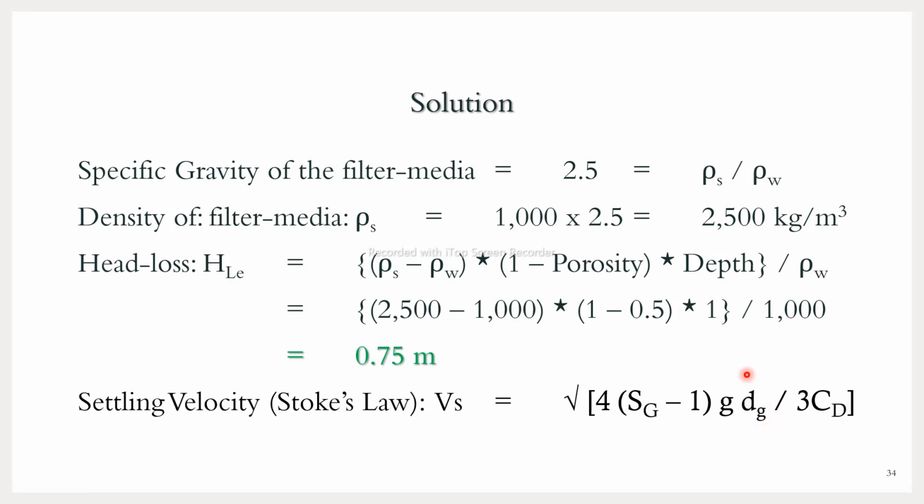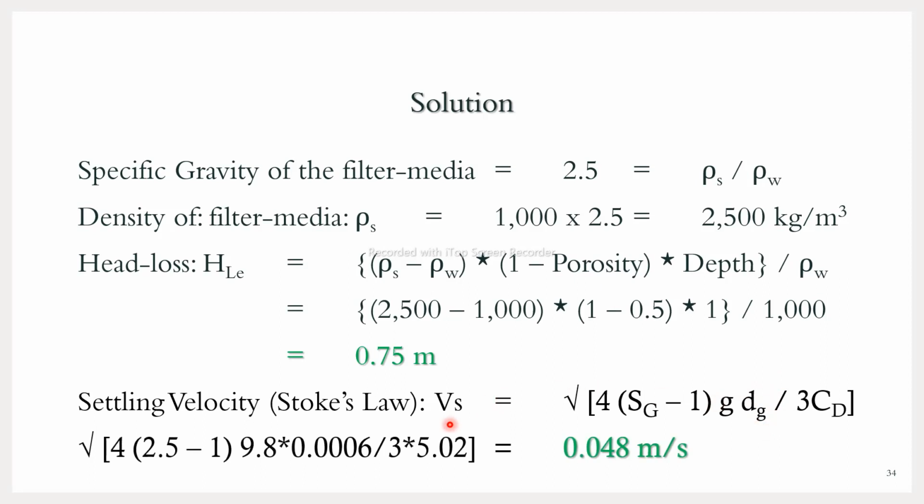So dg also you have to convert into your SI unit, right? So 0.6 millimeter becomes 0.0006 meter. And as I told, 5.02 is unitless. So 4 into (2.5 minus 1) into 9.8 divided by 3 becomes 19.62. 19.62 into 0.0006 divided by 5.02, it will come something like this: 0.048 meter per second, which is the settling velocity under the Stokes law.